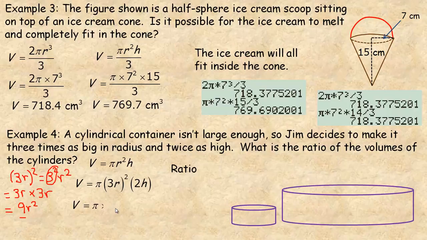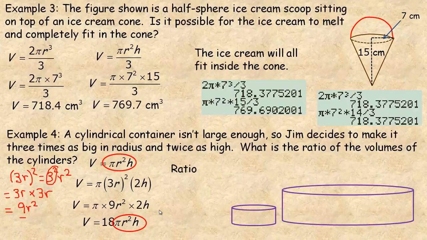So that's going to change into 9r squared. Okay, I just took the brackets off. It's all multiplied. Now, when you multiply all these terms together, 9 times 2 is 18. And then we've got pi r squared h. Pi is a constant, so we just leave it as pi. I'm leaving the r squared as r squared, and the h is h.